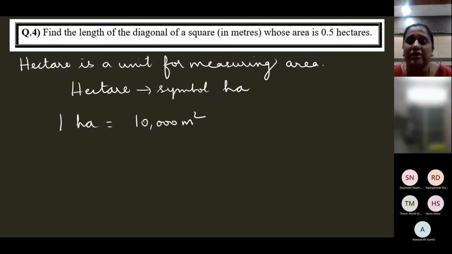Hectare is not a unit for length. You cannot say that the length of the field is 1 hectare or the breadth of the field is 1 hectare. Hectare is a unit for measuring area, not length or breadth. Hectare is not one dimensional. If I say I have a field which is 1 hectare, that means my field has an area of 10,000 meters square.